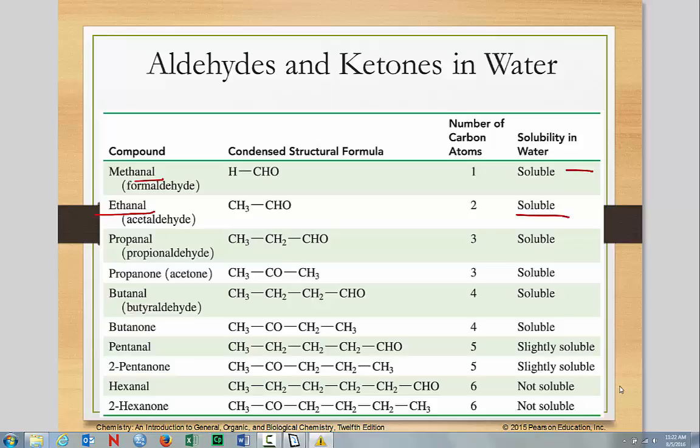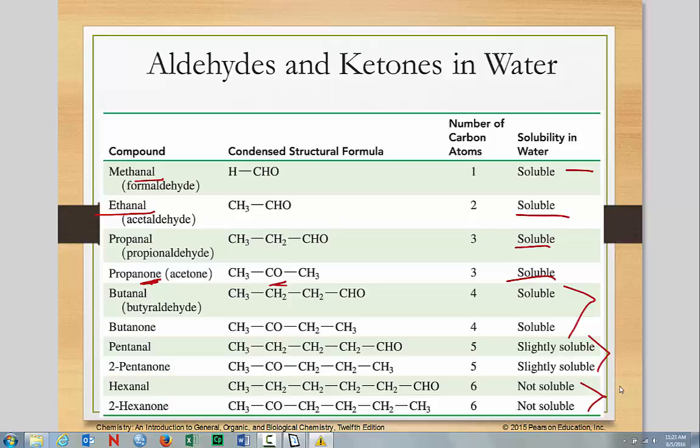Once we get to 3, we have the option of putting the oxygen in the middle. Once again, 3 is soluble. I said that 4 was the magic number because you're going to see 4 come up over and over again. When we were at alcohols, 4 was slightly soluble, and then 5 is insoluble. Here, 4 is soluble, where 5 is slightly soluble, and then 6 is not soluble at all.